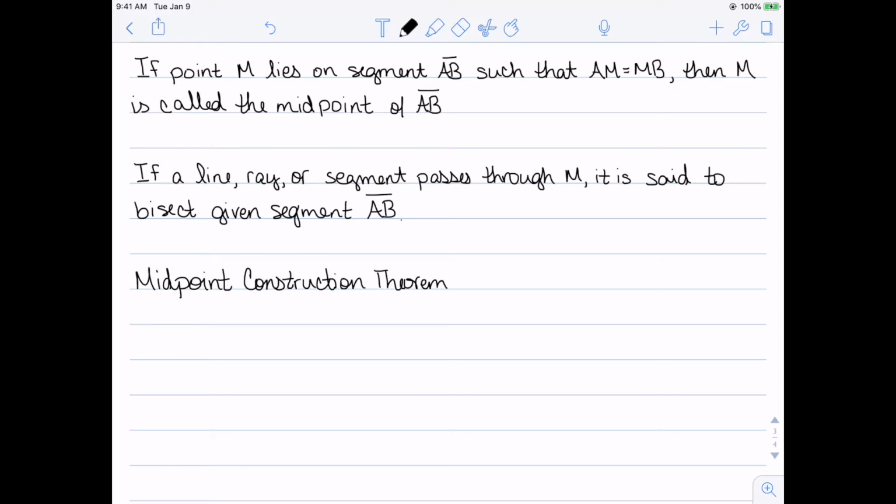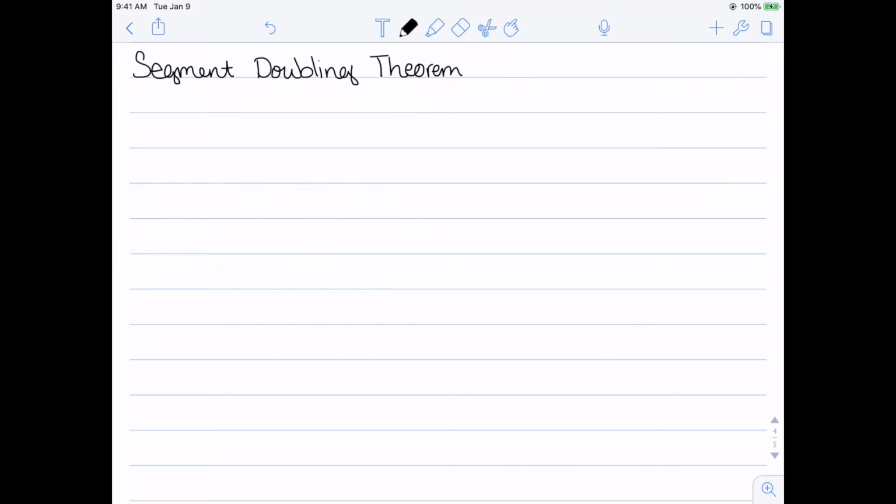Not surprisingly, since I just defined the midpoint, we're now going to look at the midpoint construction theorem. The midpoint construction theorem says that the midpoint of any segment both exists and is unique. So no matter what, if I have any segment, I can always find the midpoint and refer to and talk about the midpoint. The next one is the segment doubling theorem.